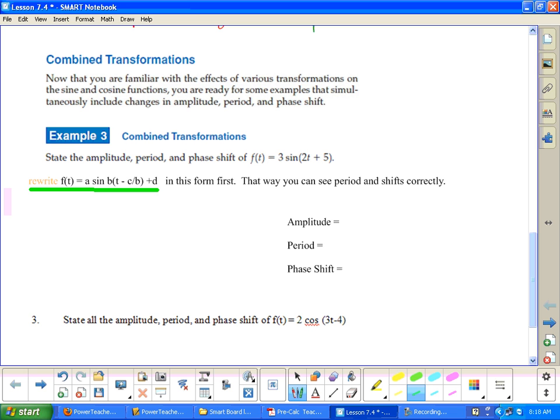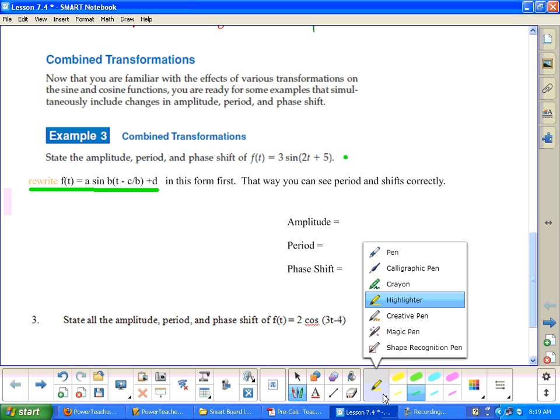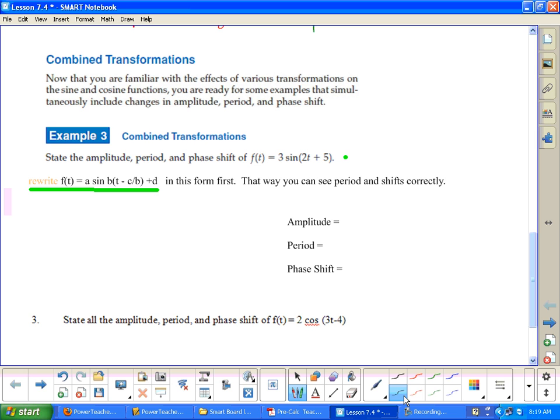The only difference between this and what we have here is that the coefficient of t is going to be factored out. So I have to rewrite it in this form. The 3 is still there, so I have 3 sine, but I have to factor out the 2. So we have 2 times t plus what? If I'm factoring out the 2, I'm dividing by 2, so it's 5/2.